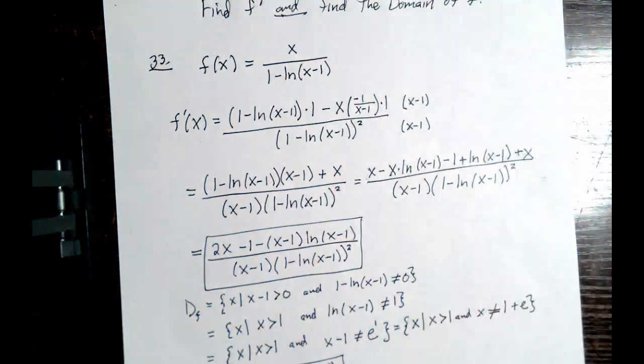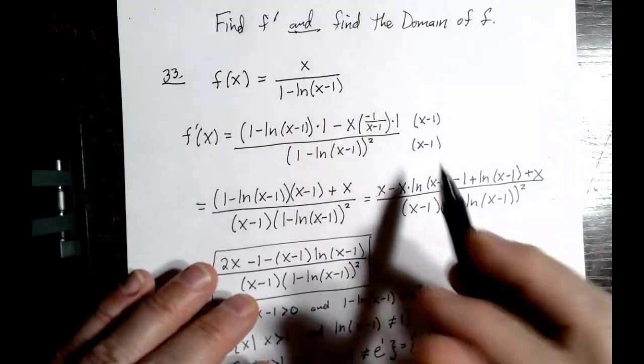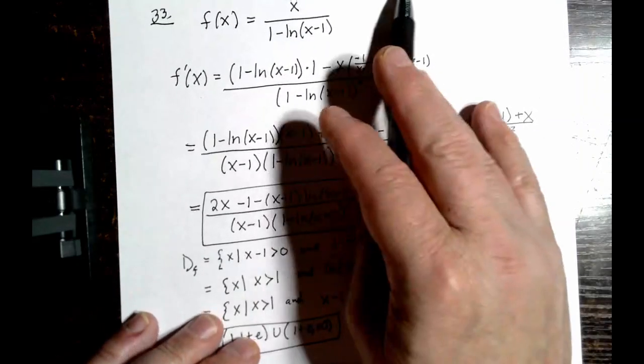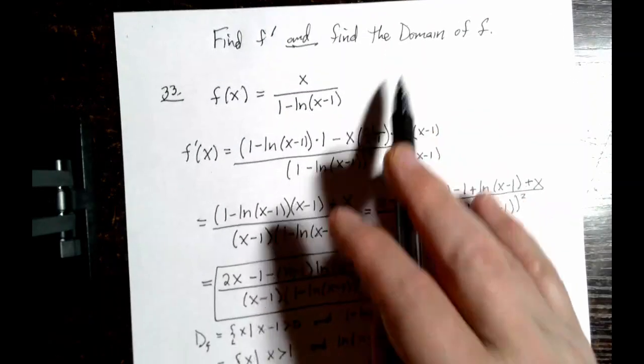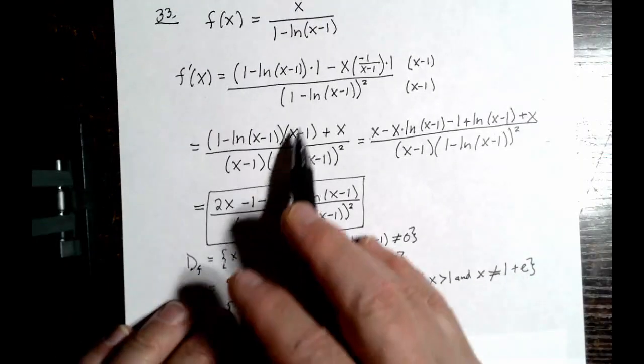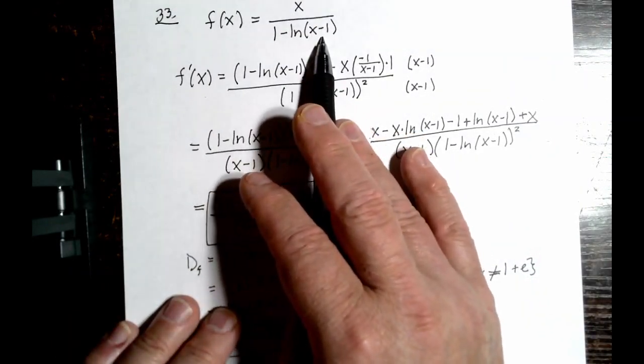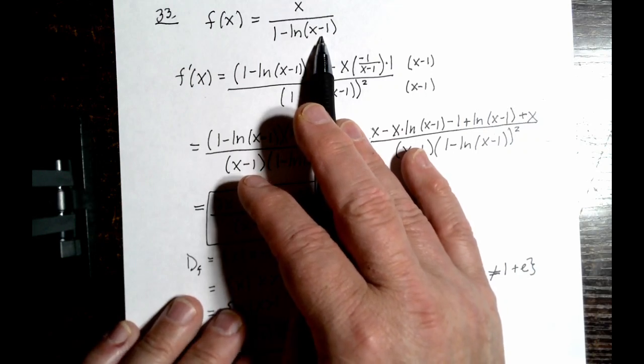These two are a bit tricky, 33 and 35. They ask you to find the derivative, and that's not too bad, but the hard part is finding the domain of the function. So remember, ln of x, whatever's in here has to be greater than 0, because you can't take natural log of 0. It's got to be positive.